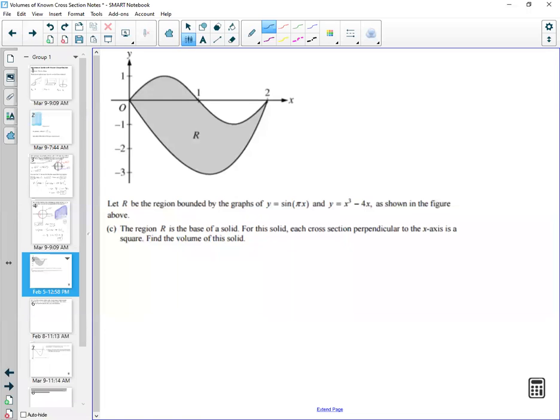Hey guys, welcome back. This is one from an AP test a while back. Not super recent, but recent enough that I'm happy to do it. It was a calculator question, so you can use a calculator to do the integrals.